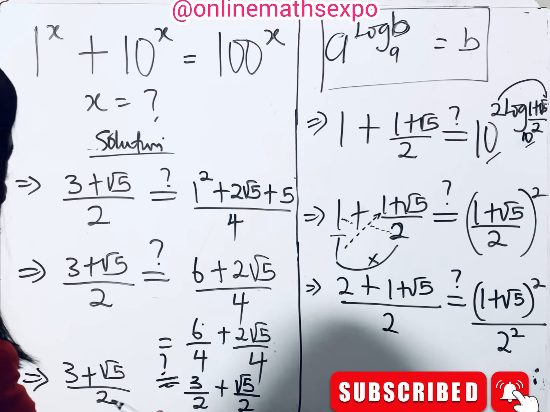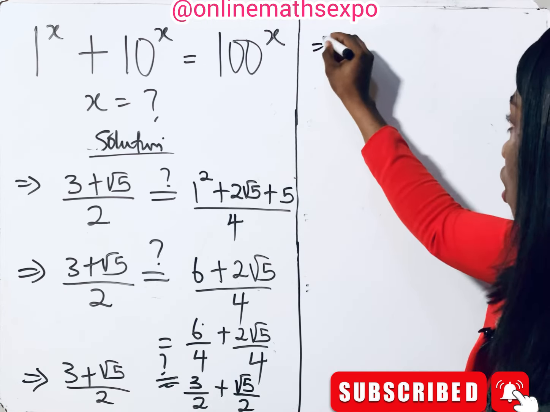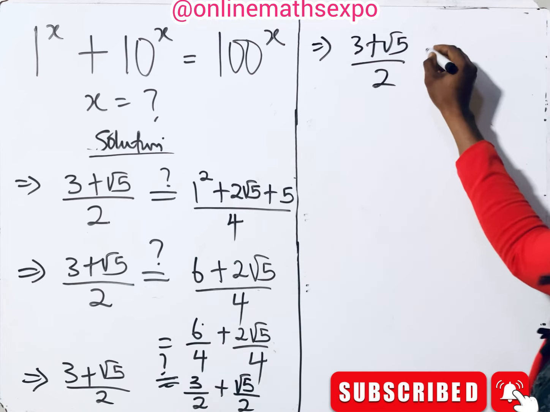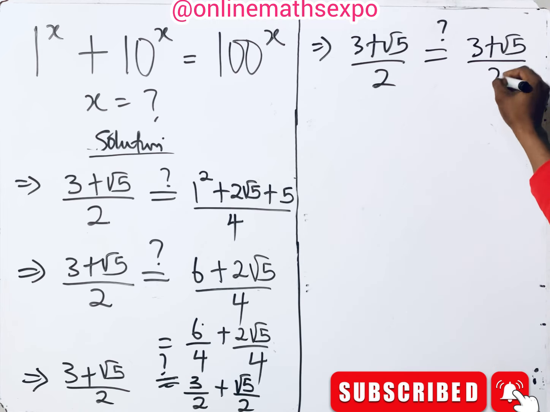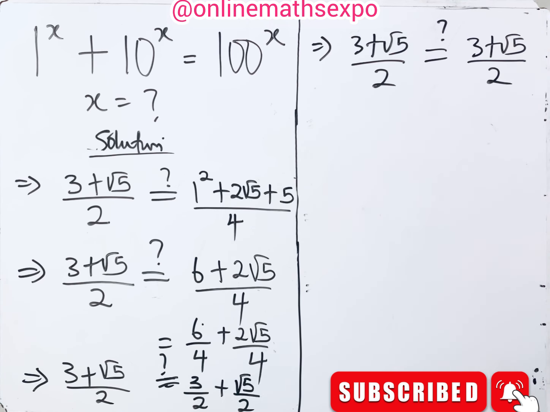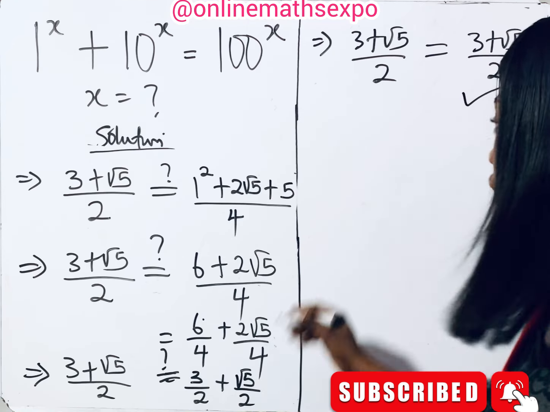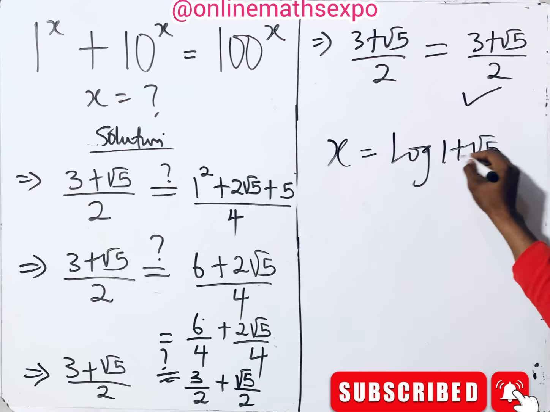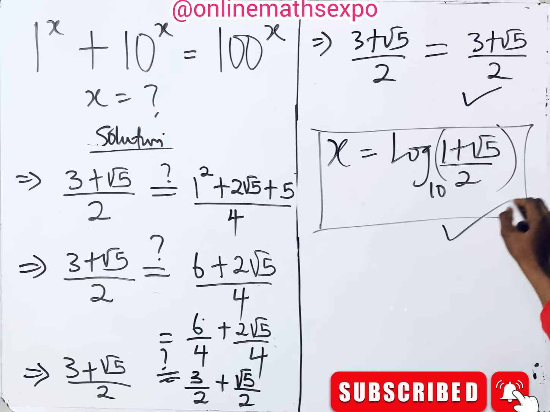Now we are still asking if these two are the same. To make our conclusion, we have 3 plus root 5 divided by 2. Is it equal to the same as 3 plus root 5 divided by 2? Did you see that? So what did you observe? You observe that the left side is the same as the right side. In that case, it means that our answer is correct. So we are concluding that x is equal to log of 1 plus square root of 5 divided by 2, base 10.